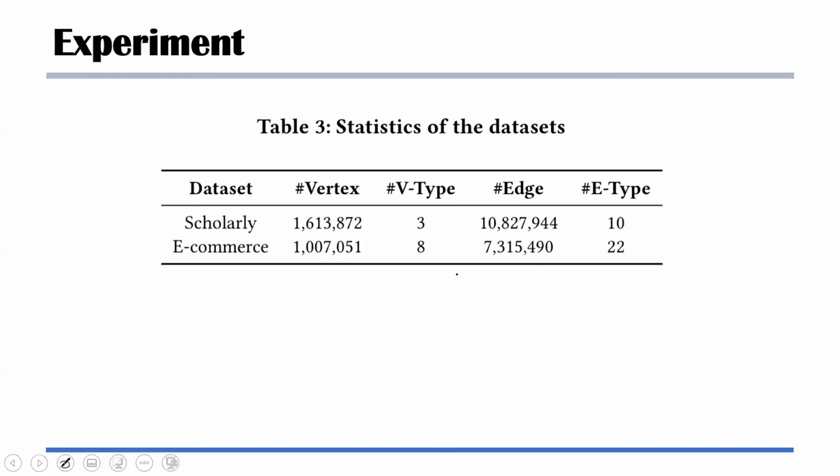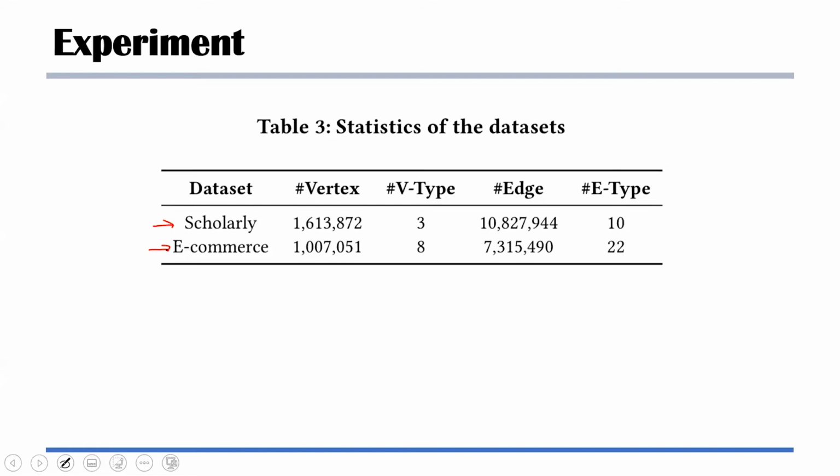So this is our data set. We use two different data sets. Once again, the proposed algorithm is designed to address large-scale complex heterogeneous graphs. And so we choose two different data sets. One is a scholarly data set with citations, papers, authors. And the other one is an e-commerce data set.